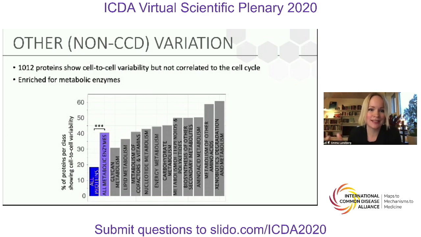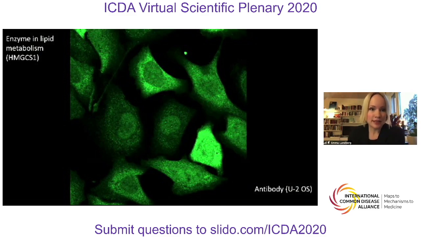This includes some cell cycle dependent variability, I should say, but the majority of the metabolic variability is not correlated to the cell cycle. I will just give you one example. This is an enzyme involved in cholesterol metabolism, HMG-CS1. Its function is in the cytosol. We can also see that it's localized to the nucleus where the function is unknown. So we see a spatial heterogeneity, but we also see this difference in intensity, which we believe is a temporal heterogeneity.